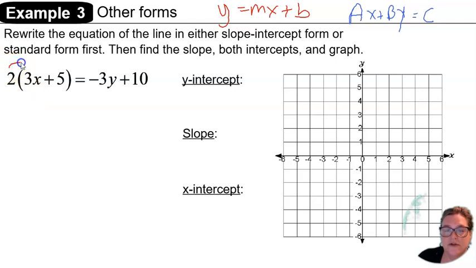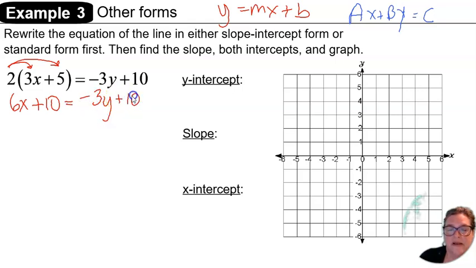So first I'm going to distribute this 2 over the parentheses. So 2 times 3x is 6x. 2 times positive 5 is a positive 10. And that's equal to the right side, negative 3y plus 10. Okay, next, my goal here is to isolate this y. And right now, this constant of 10 is in the way. So I'm going to subtract 10 from both sides so that I can get that negative 3y by itself.